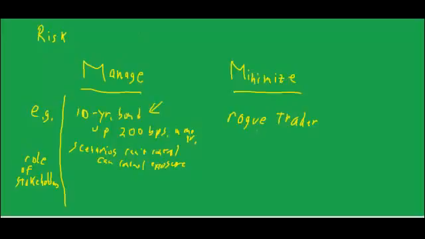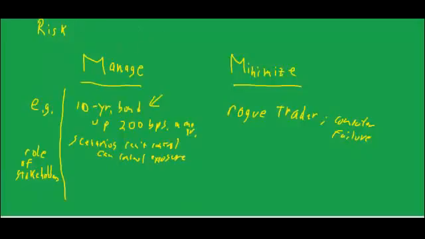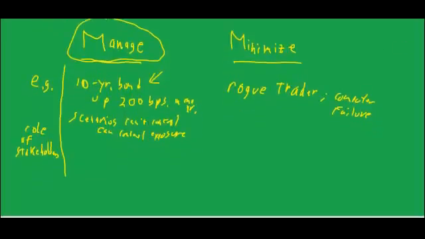Other examples of something you would try to minimize would be some kind of catastrophic computer failure. What I want to focus on in this talk is the process of dealing with risks you manage, with a big focus on interest rate risks. So this example of the 10-year Treasury bond going up 200 basis points 1 year from now: what's your exposure? That's the typical example I have in mind.